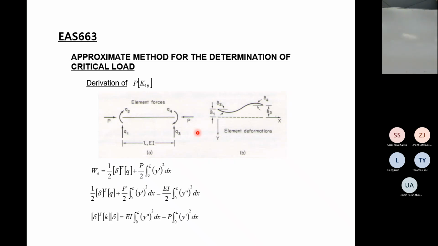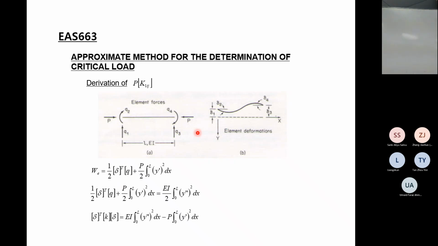Initially, it is straight. Then it bends. So initially, it is straight. The P is already acting. When it is bent, the P will move a certain distance because the member bends. And that distance is given by this half integration of these terms here.